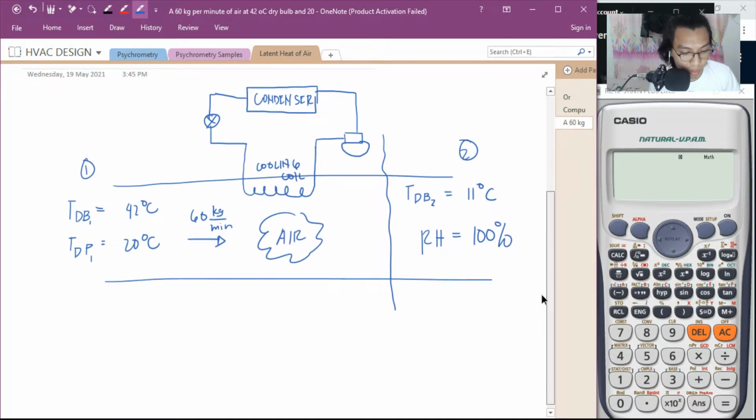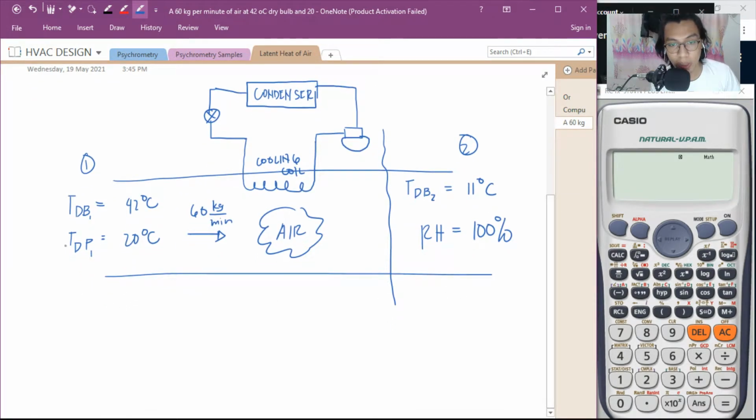Okay? Now, this is commonly a diagram of an AHU. What is an AHU? Air handling unit. Meron kang duct, meron kang cooling coil, meron kang cooling system. Cooling system mo is simple refrigeration system. Okay? And it is adiabatically sealed.